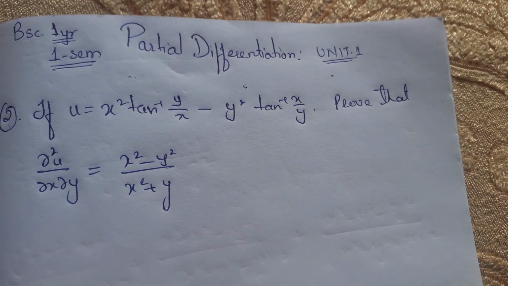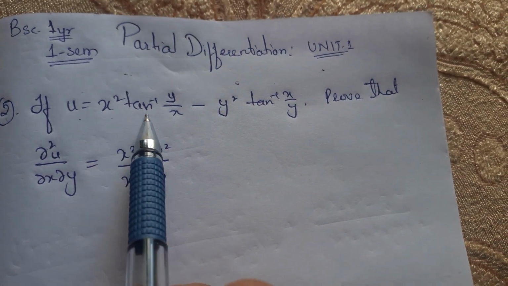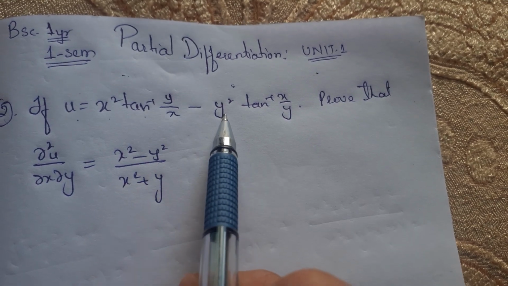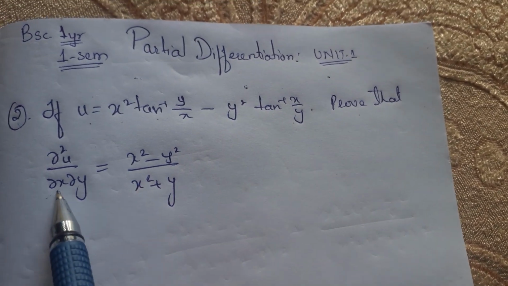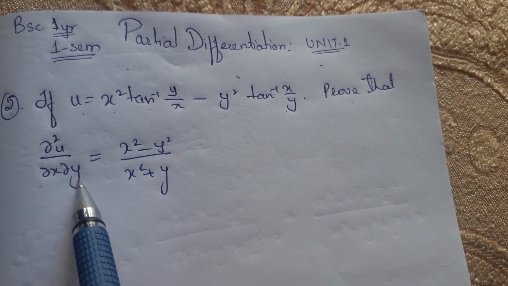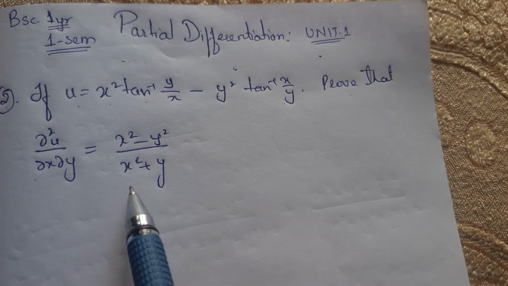The second important long question is: if u equals x square tan inverse y by x minus y square tan inverse x by y, then we have to prove that dou square u by dou x dou y equals x square minus y square by x square plus y square.